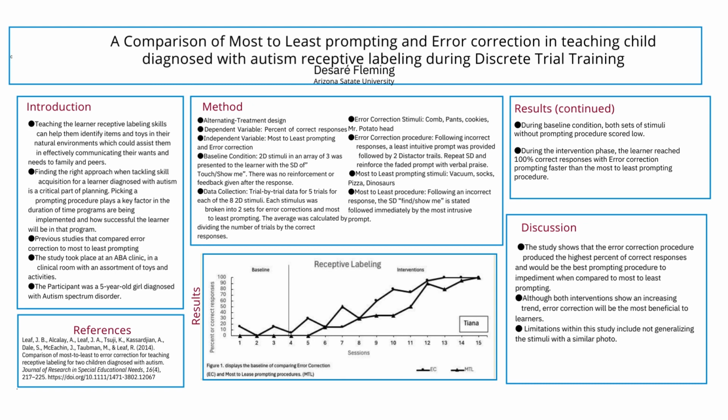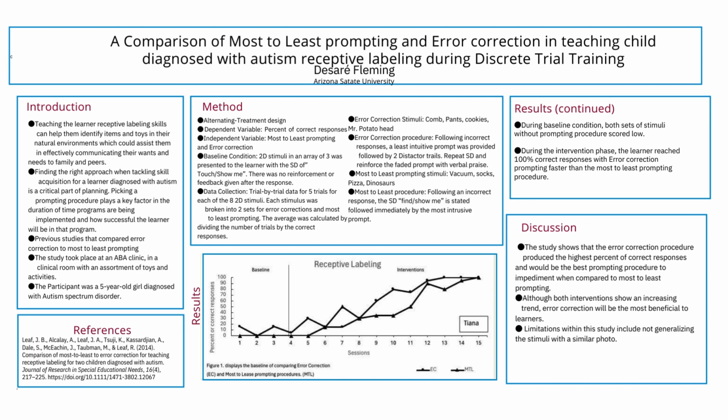If an incorrect response occurred during the error correction procedure, the SD would be presented again, and a physical prompt would be given to the learner to touch the correct targeted response. Following that, 2 distractor trials would also be given to the learner. Distractor trials are previously mastered trials that she already knows, which were chair and airplane.